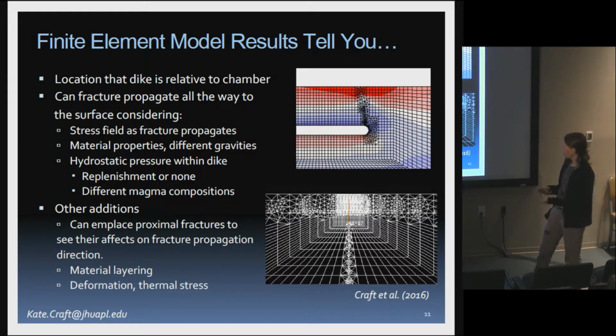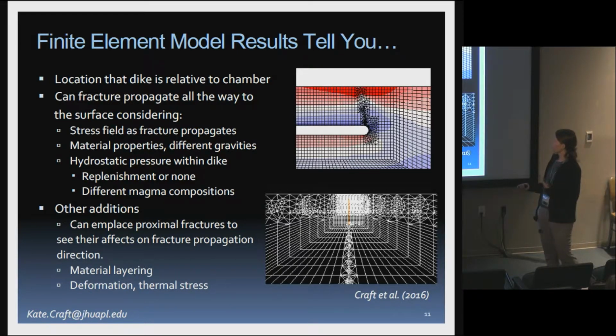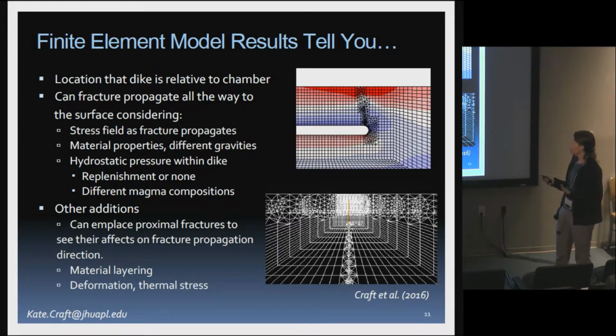So, basically in summary, I think these models are pretty powerful. They allow you to explore a lot of different parameters. If we see a surface expression of a dike and we think there's a magmatic body in the subsurface, we can use the model to figure out where that magmatic body lies beneath the surface expression of the dike. We can consider different material parameters for different bodies, different gravities. We can change that hydrostatic pressure. We can have it decrease as you allow the fluid to move out of the chamber.